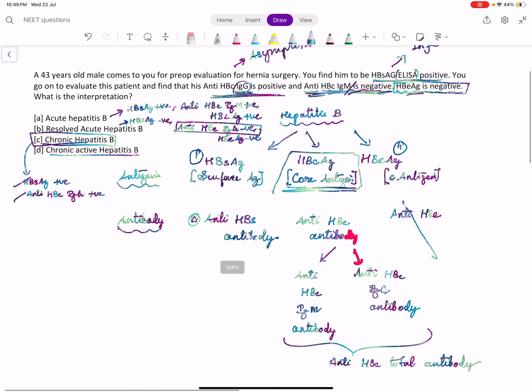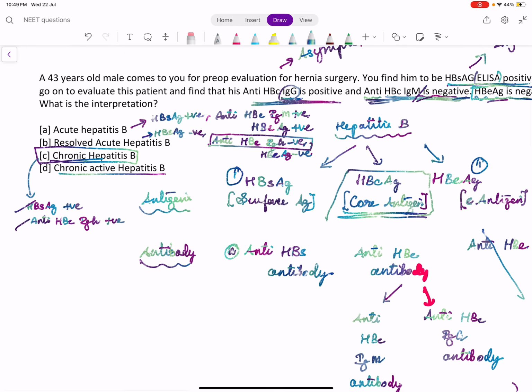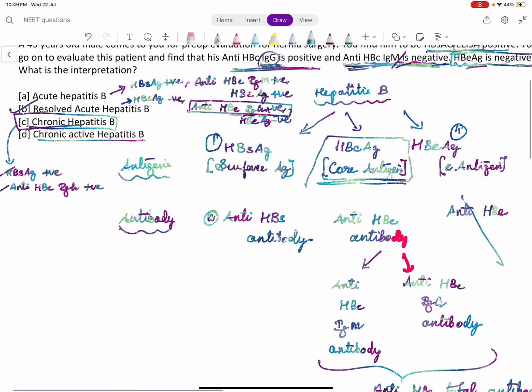So the actual NEET question was, they gave about resolved hepatitis B. HBsAg was negative, only anti-HBC IgG was positive, and HBeAg was negative. So that was the actual question. So just to make you understand, I framed a different question.